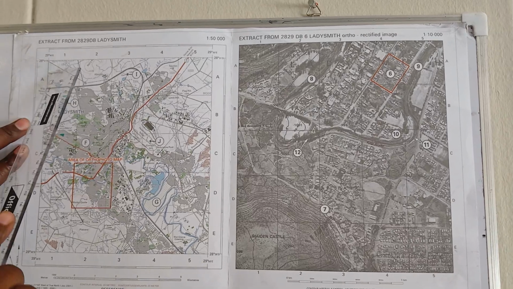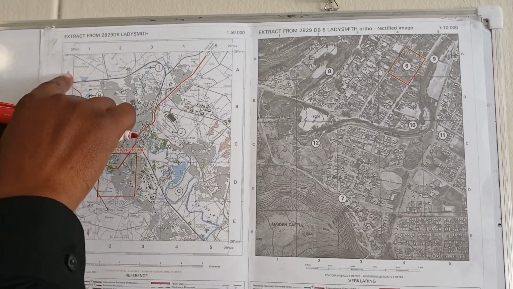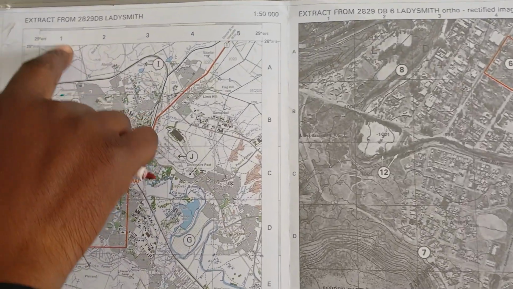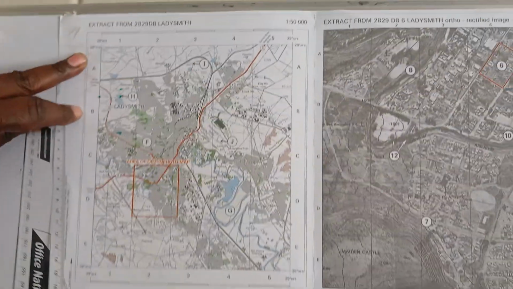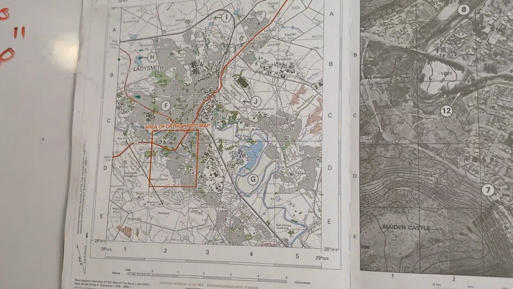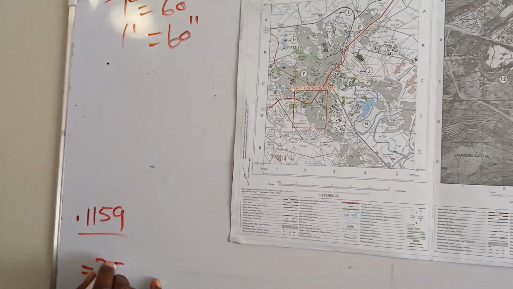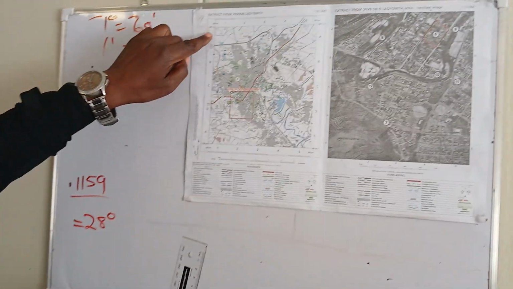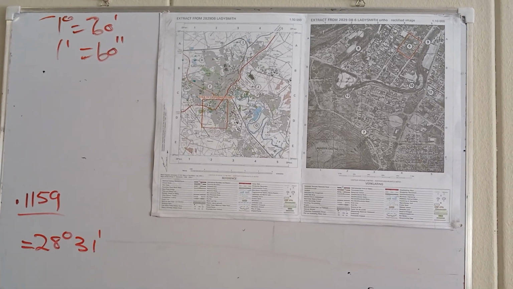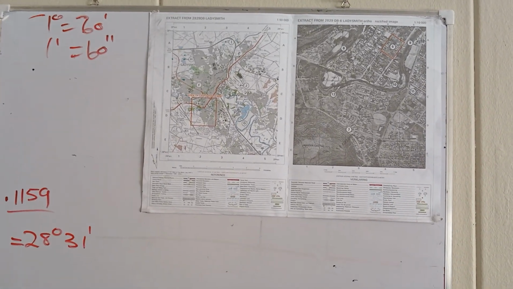So if I look at 1159 in block A1, that is more like a grid reference as well, A1. I'm going to take the latitude of 28. You can see at the top, that is 28 degrees. What is the minutes? 31 minutes. I'm not going to write the hemisphere because I want to calculate the seconds first.